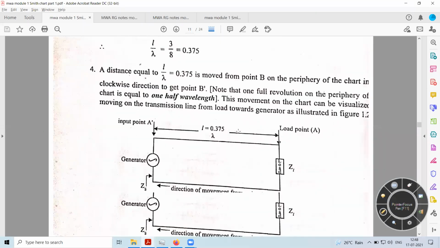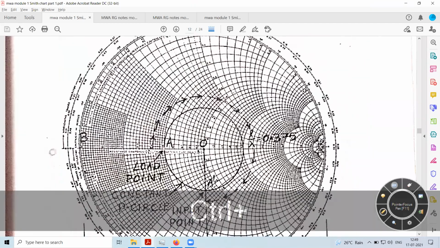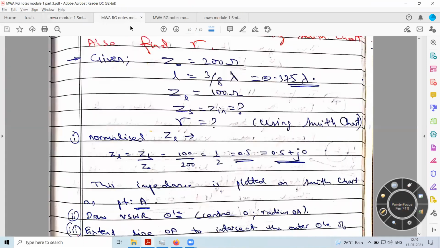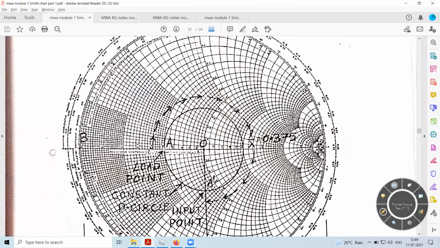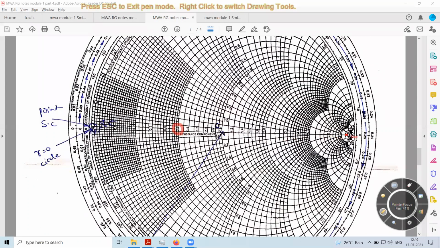So here we have the Smith chart itself. Now we need to identify where R is equal to 0.5, that is, where R is equal to 0.5 plus j0. So here we can observe that if I refer to this, R is equal to 0.5 is over here, and X is equal to 0, right?